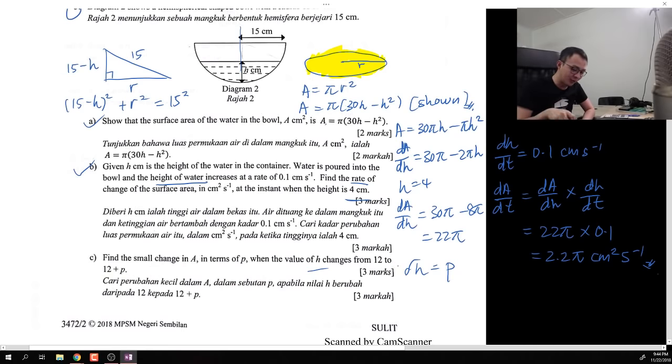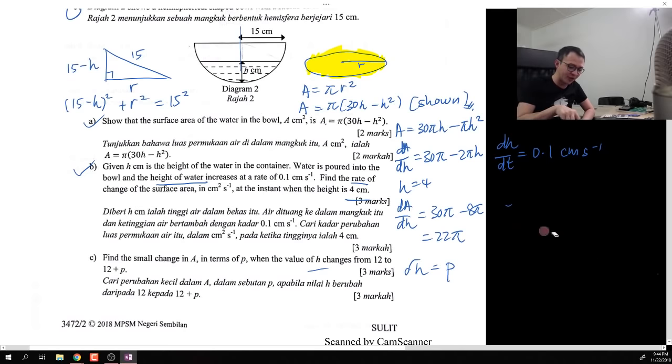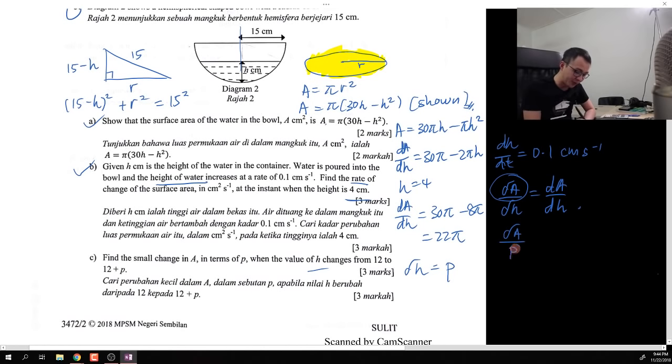Alright, so right now, what they want to find is the change of A. So we have a small change formula, isn't it? I'm not sure I need this or not. I will leave the small change. So we know the change of A over the change of H will equal dA dH. The question asks me to find the change of A here. I have the change of H, which is P, so I will substitute it in. And then I have my dA dH.